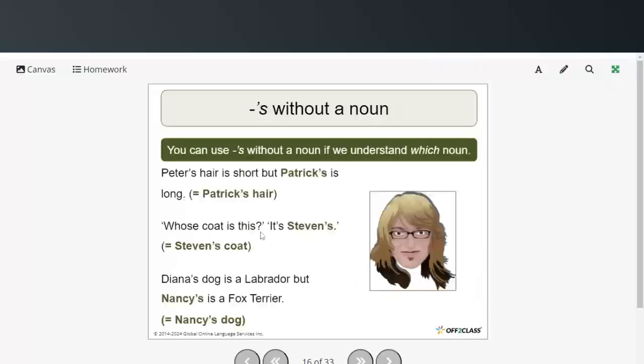Okay, and you can use the apostrophe S without a noun if we understand which noun. So Peter's hair is short, but Patrick's is long. If we understand we're talking about Patrick's hair, we don't have to repeat the word hair. Whose coat is this? It's Stephen's, meaning it's Stephen's coat. And Diana's dog is a Labrador, but Nancy's is a Fox Terrier. So we understand here that we're talking about Nancy's dog.